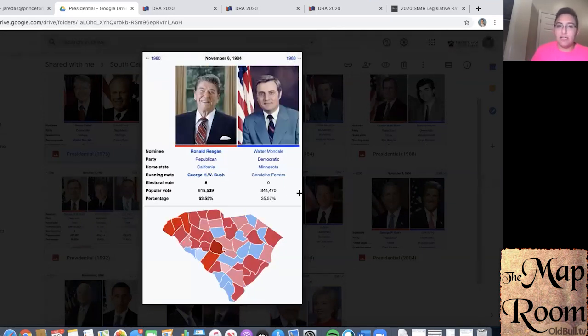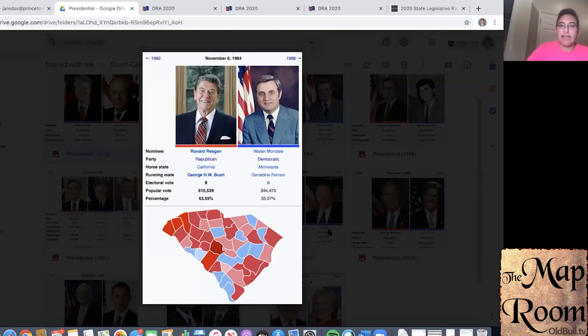1984, as with most of the country, Ronald Reagan demolished Walter Mondale in the state. He won nearly 64% of the vote to 36 for Walter Mondale. A really bad performance in South Carolina, considering the state's history as a Democratic stronghold, the likes of Strom Thurmond and the Dixiecrats really having a grasp over power here. And you can see only scattered victories for someone like Walter Mondale, some counties in the Black Belt, and otherwise you really do see a Republican sweep over the vast majority of the state.